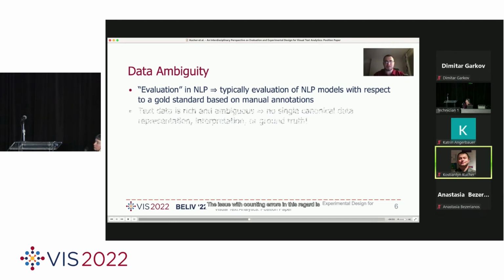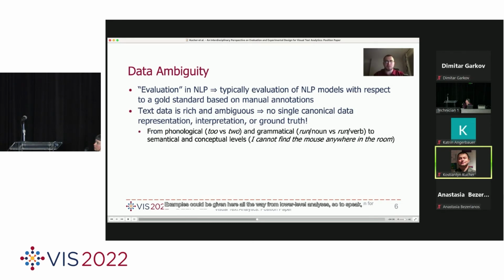The issue with counting errors in this regard is that the real-world text or language data is rich, ambiguous, and messy, so the notion of a single ground truth for a specific task is quite an oversimplification. Examples could be given here all the way from lower-level analysis, so to speak, up to the levels of semantics and pragmatics.